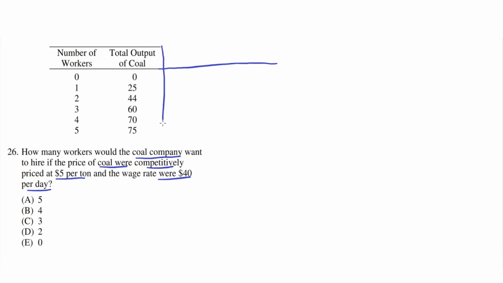The first column will be marginal product, and this will simply be the change in the total output of coal from the different workers. Second column we'll add is marginal revenue product, which is the marginal revenue produced from each worker or marginal product. So this is simply the marginal product times the price. And the last column will be marginal revenue cost, which is simply the cost or the wage we're paying to the workers, and this will be 40 for each worker.